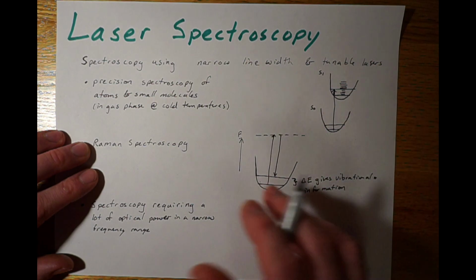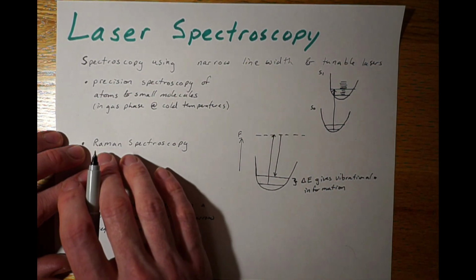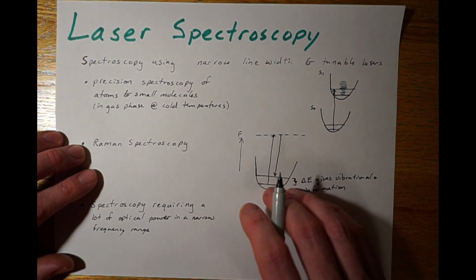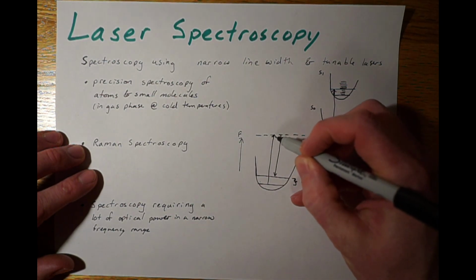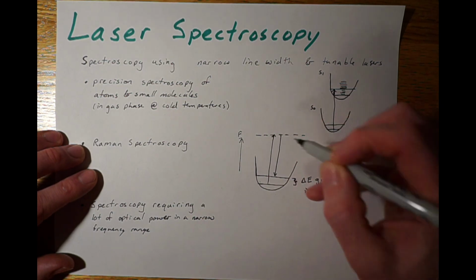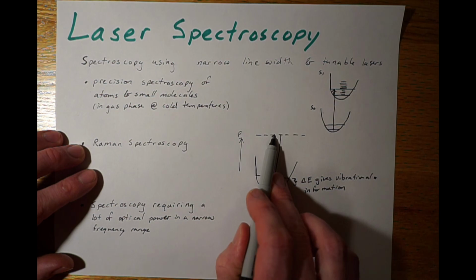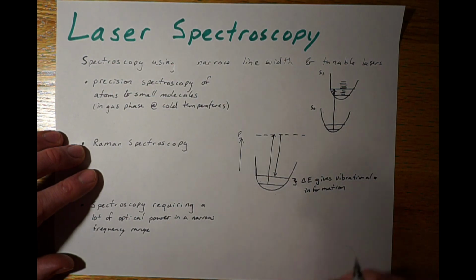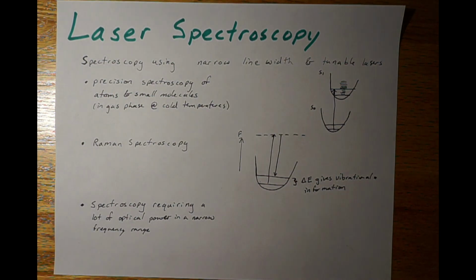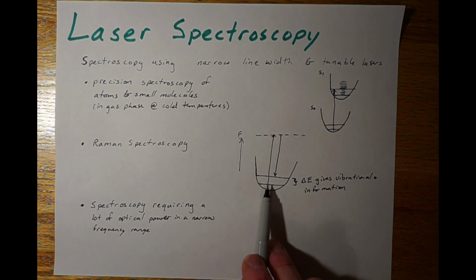And so this goes from sort of being heroic, can work on a couple of systems, to being a very useful general lab technique when we have a narrow line width excitation laser source. And so if we know this wavelength, we can easily measure it in a spectrometer, and we can therefore know the energy of our vibrational transition.